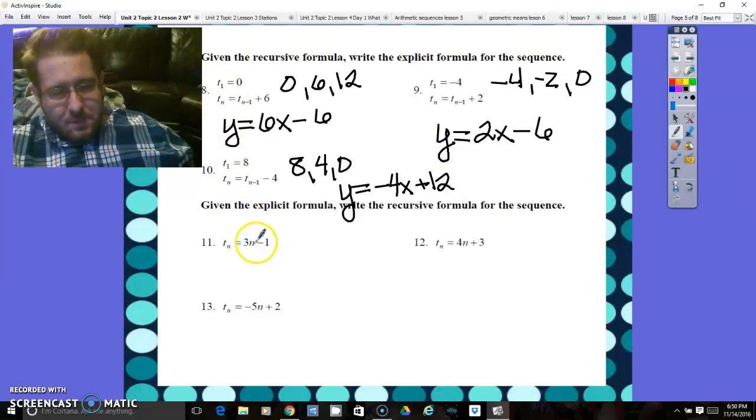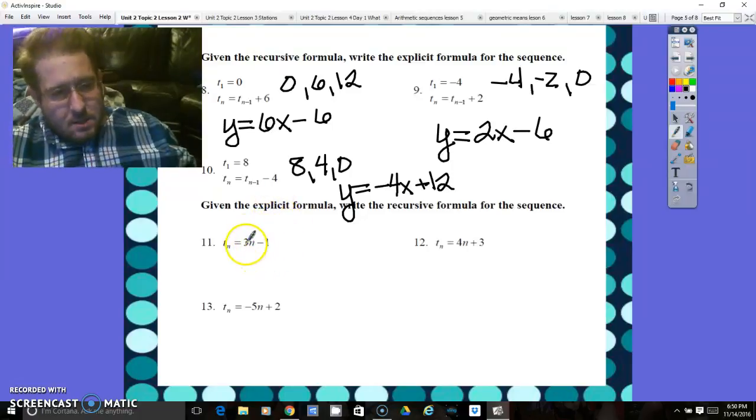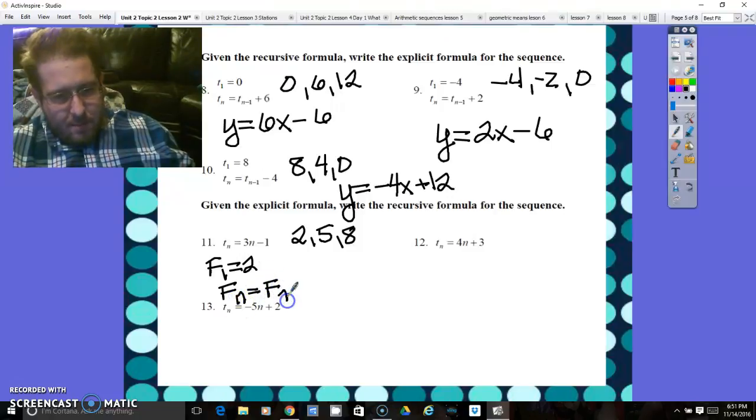Now we're given an explicit formula, and we're being asked to write it recursively. I would take the same steps in this. I would first find what the numbers are. It starts at negative 1, it increases by 3, so that would be 2, then 5, then 8. And then I can write it as a recursive formula. The first number was 2, and f sub n is equal to f sub n minus 1, and it happens to be a pattern of plus 3.